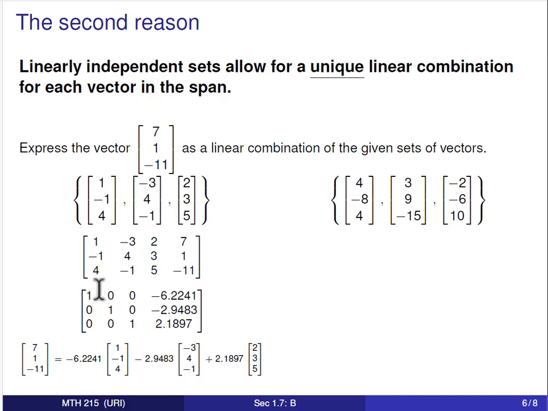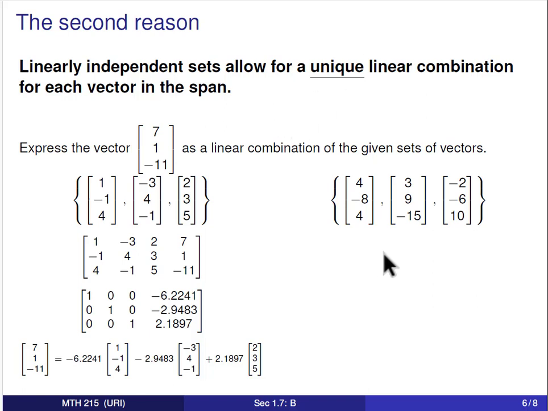And what's important is that in this process, along a row reduction, we found that there are three pivot positions, one in each row, one in each of these first three columns, which means that none of these coefficients is a free variable. In fact, there is only one solution to this system. Now let's compare that to the second set of vectors.